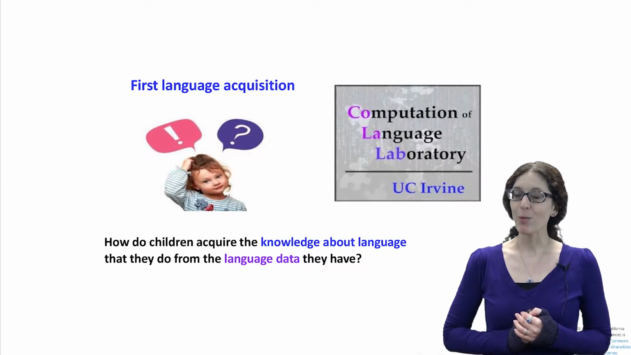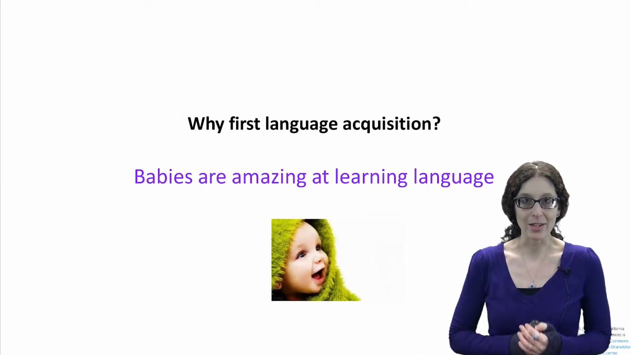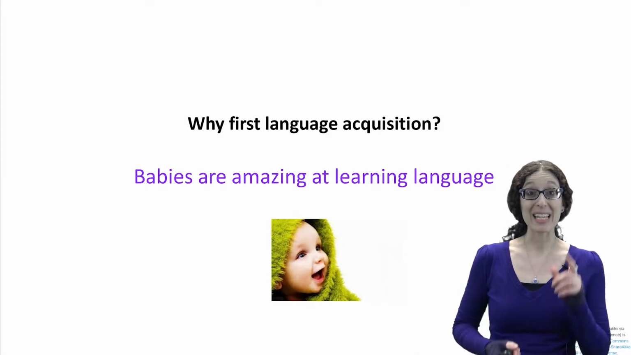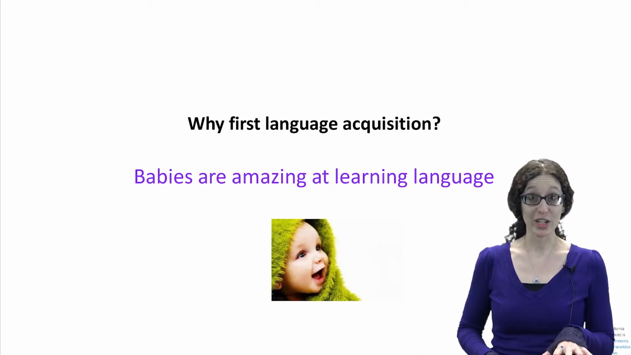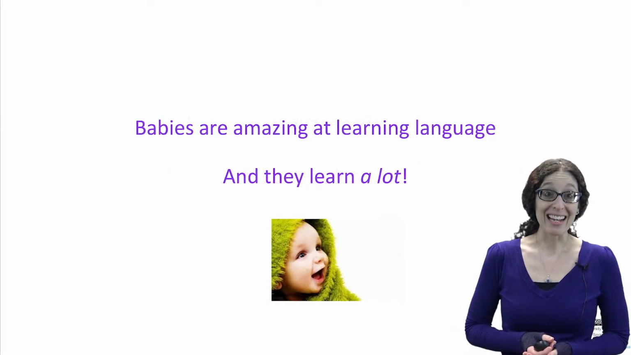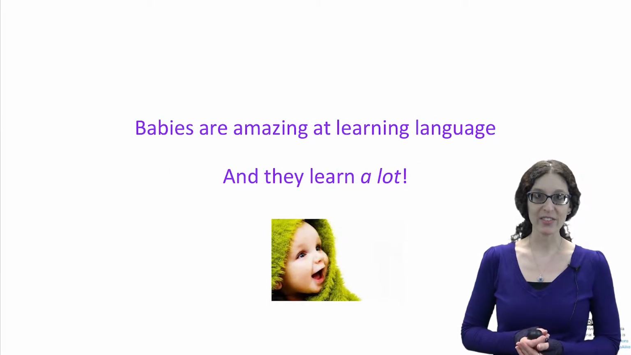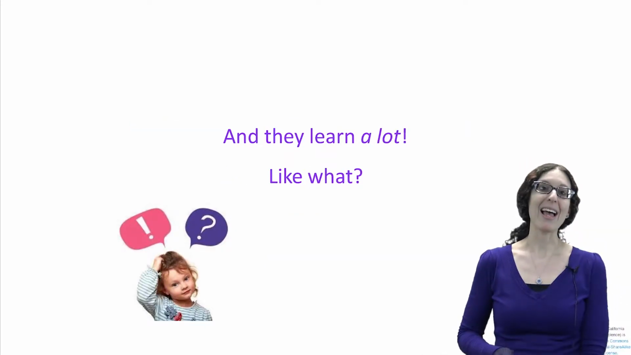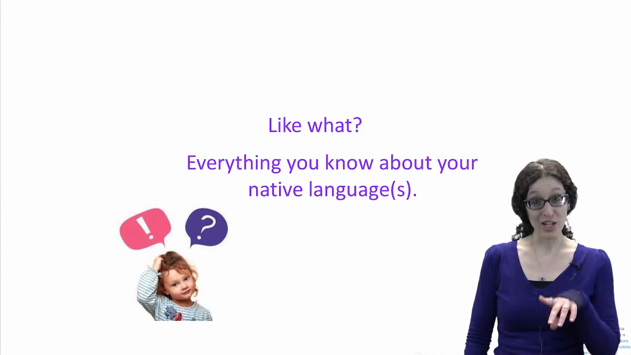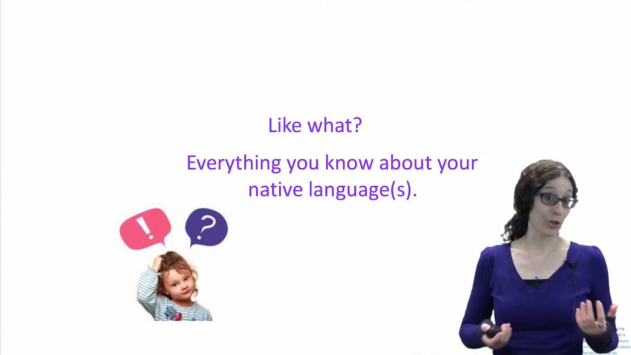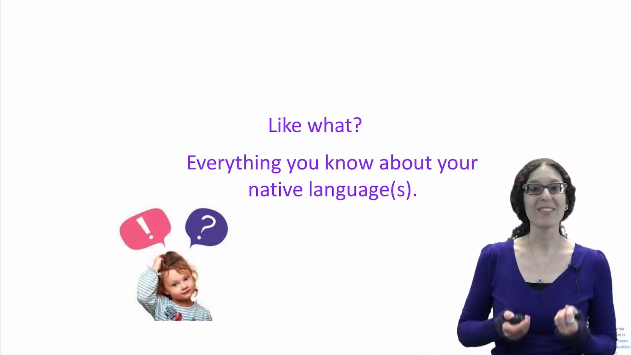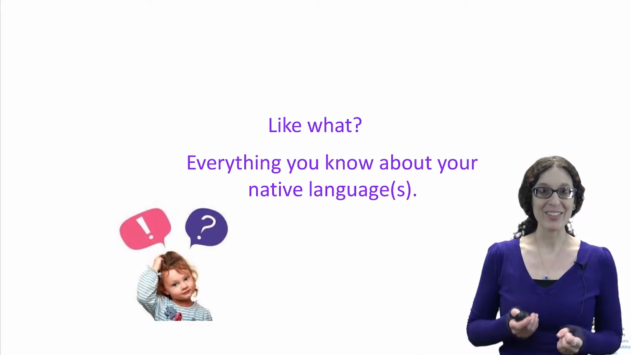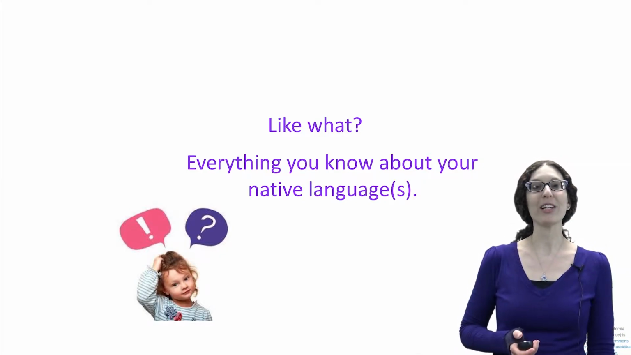So what you might be wondering is, what is so interesting about that? Why first language acquisition? Well, let me tell you. The answer is that babies are amazing at learning language, right? And in fact, they learn a lot of different stuff about language. And so you might think, well, like what? And the answer is everything that you know about your native language or languages is what you learned as a very young child. So what I want to do now is give you some examples of the kinds of things that you already know how to do for your native language.